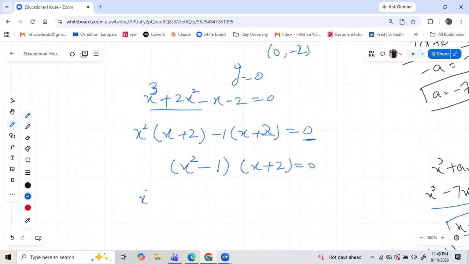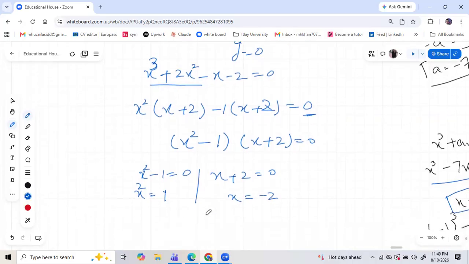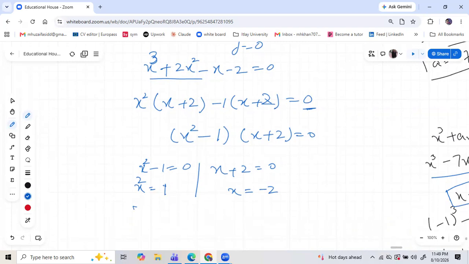On the behalf of this one, x square minus 1 is equal to 0 and x plus 2 is equal to 0. So x square is equal to 1 and x is equal to minus 2. So we have three cases: plus minus 1 and x is equal to minus 2. It means when y is equal to 0, we can find the different values of x: plus minus 1 and minus 2.